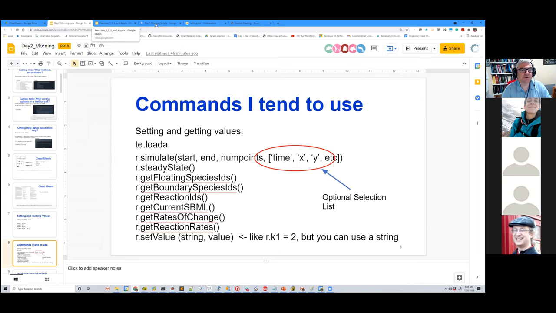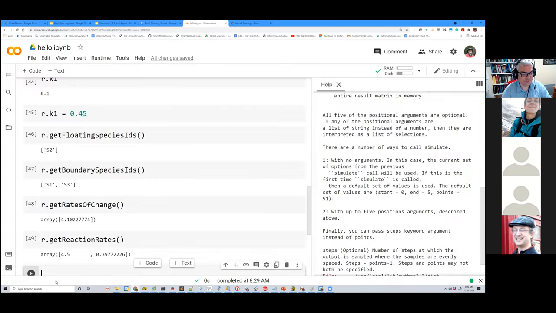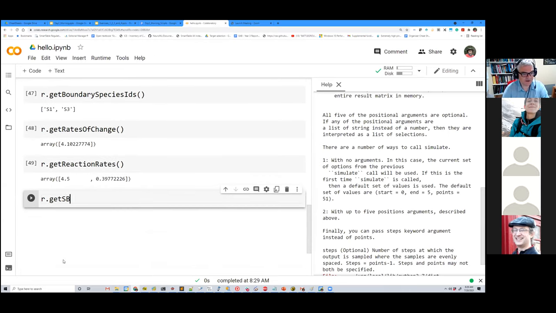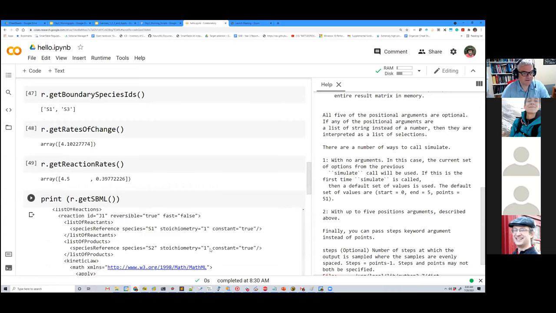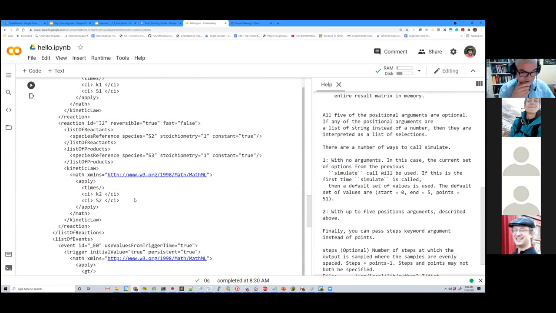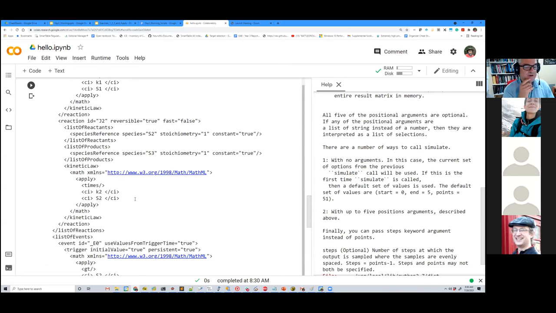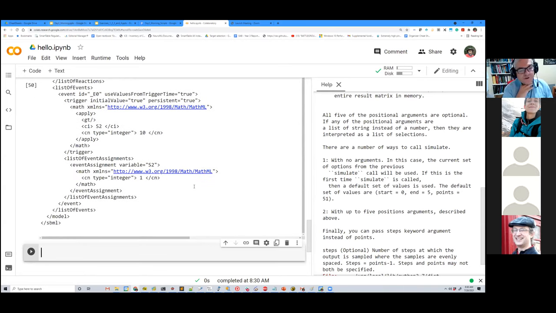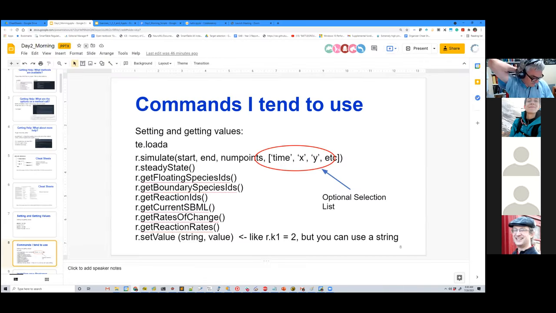Just to quickly show you here, you'll probably be seeing this later, but if you want the SBML, you can just go getSBML. Let me print it so it looks nicer. There's the SBML in all its glory. This thing you could save to a file and load it into Copasi or some other tool, okay? So these are the methods that I frequently use. There's a bunch of others. There's a lot of other methods, but these are some of the ones I tend to use.